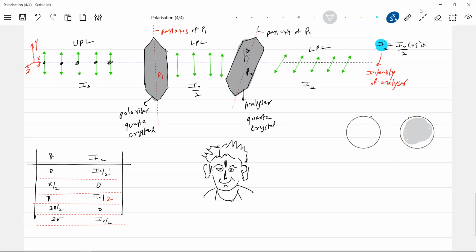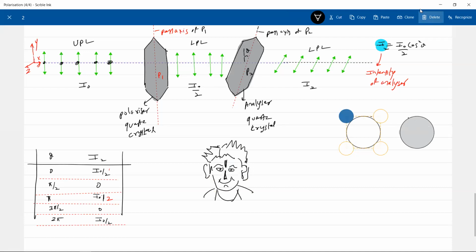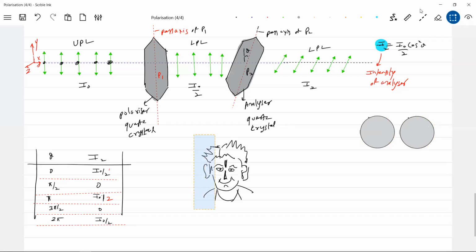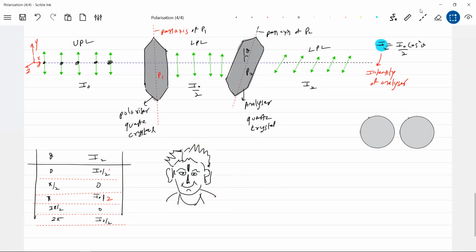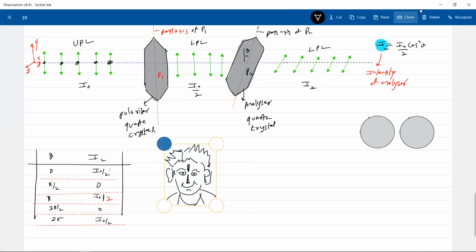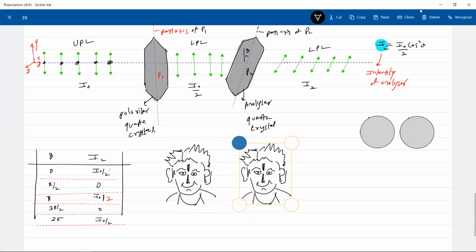Very simple way. I would have shown all this in class. Sir, we are not understanding what you mean by intensity. I'll explain it all through diagrams. These are the two polarizers. Let me clone myself. This is one.